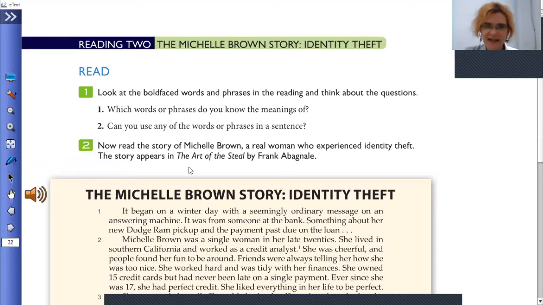Okay? Now we go to the first part. Which words or phrases do you know the meaning of, or which ones don't you know? When you have read it, you also listened to the audio, you must have come across words.